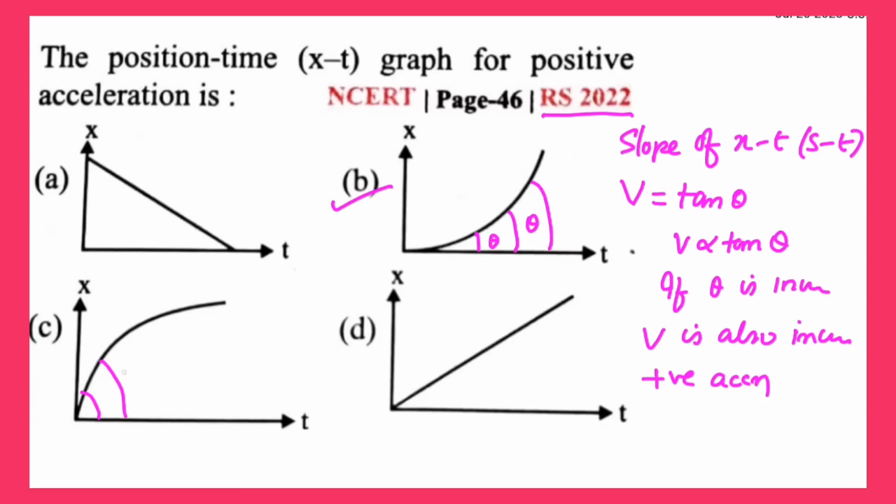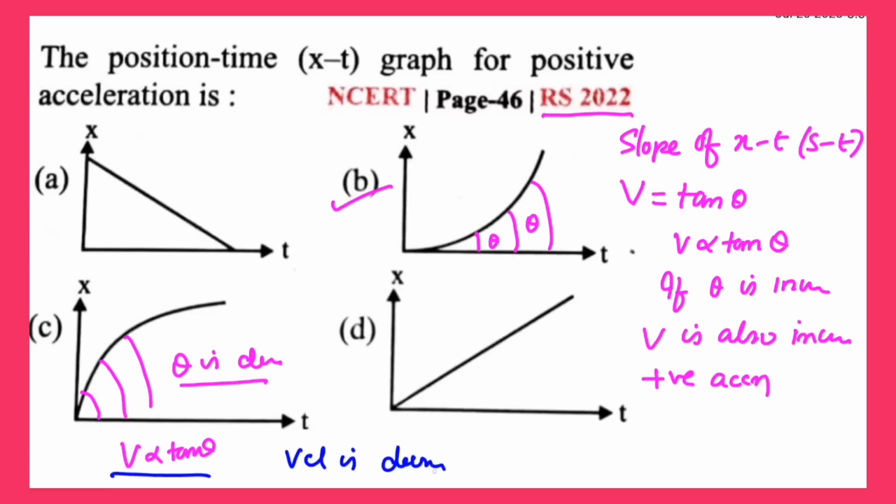If you observe in this diagram here, theta is decreasing. As you know, v is directly proportional to tan theta. If theta is decreasing, velocity is also decreasing. So velocity is decreasing. Therefore, this is called having negative acceleration. So this is the case of deceleration and this is the case of acceleration.